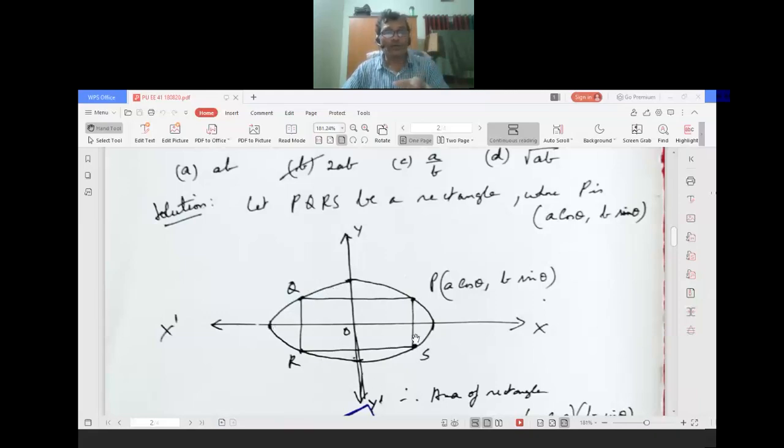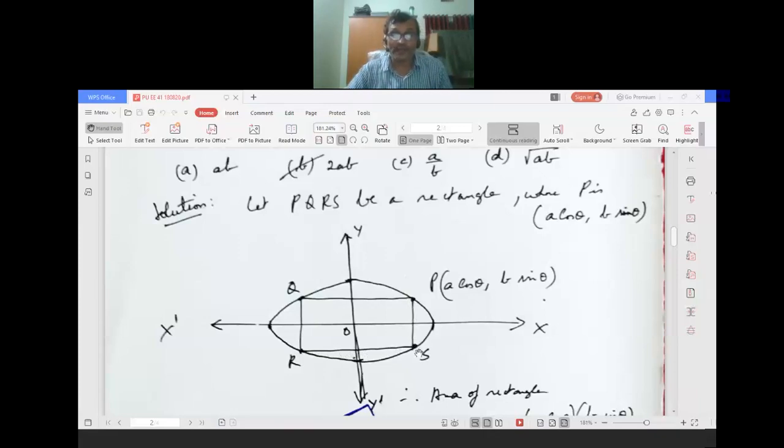Any point P on the ellipse x squared by a squared plus y squared by b squared equals 1 is taken as P (a cos theta, b sin theta). So from here to here it will be a cos theta, here to here it will be b sin theta. So the length will be a cos theta plus a cos theta, that is 2a cos theta, and the breadth will be b sin theta plus b sin theta, which is 2b sin theta.